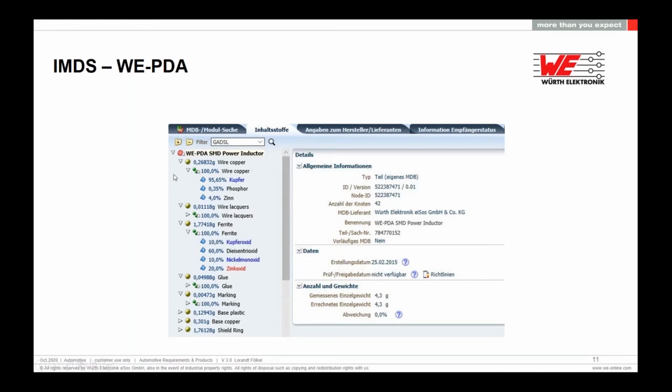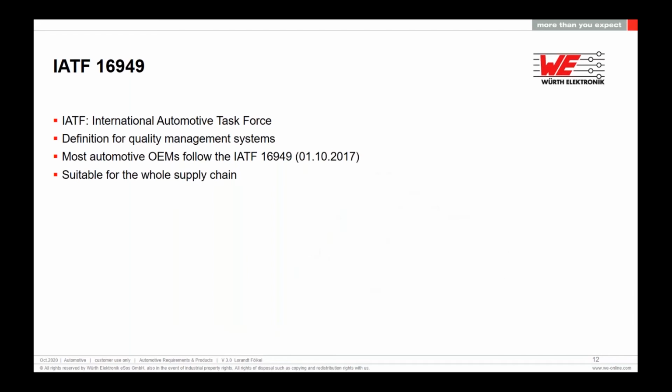Like the wire copper, which is 100% wire copper, it also contains 0.35% phosphor. That's the copper. It's not pure copper. Somebody tell me this is not existing, just a pure copper wire. And you have also some tin and also the ferrite and the plastic base. For each entry here, you just have to check the component and then accept it, and that's it. The IATF 16949, this is the successor of the TS 16949.